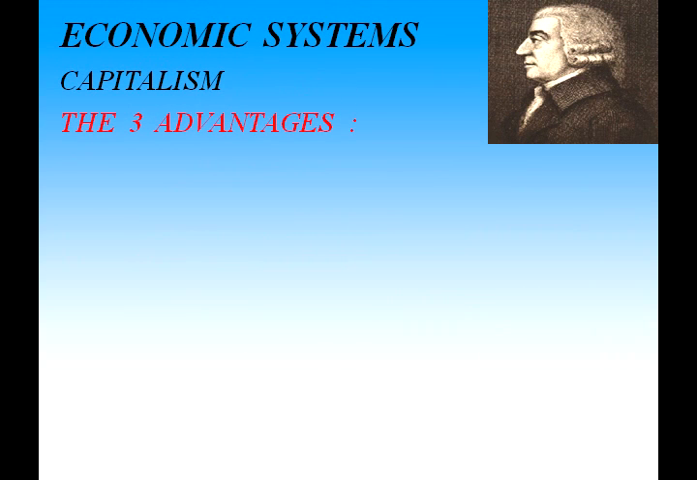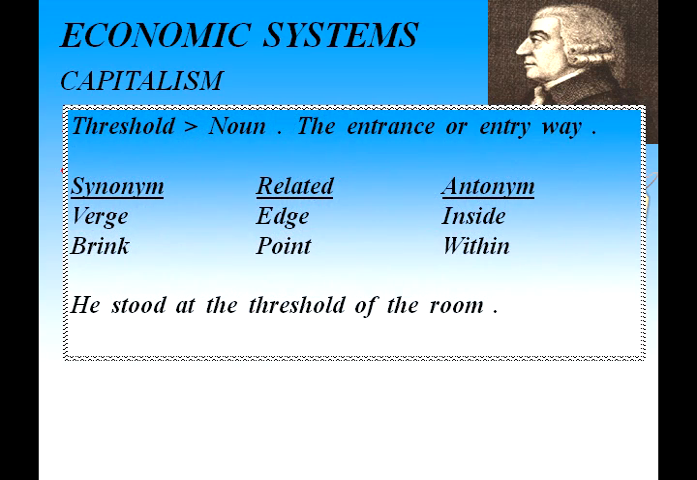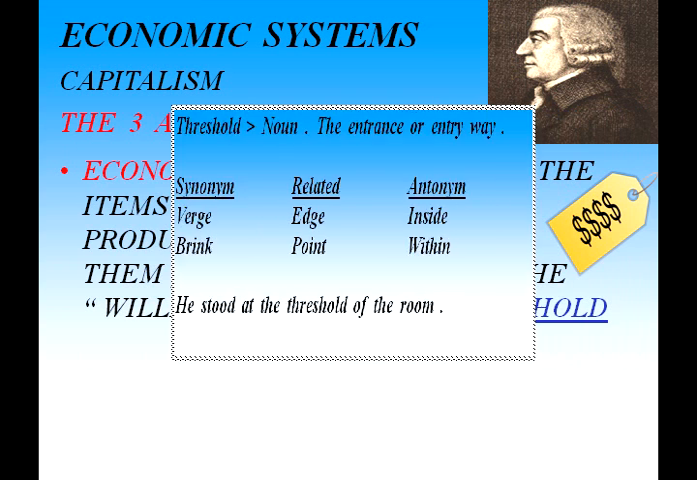Let's now take a look at the advantages of the capitalist economic system and philosophy. There are three advantages. The first is that this system produces economic efficiency. And by this, what we mean is only the items that consumers want wind up getting produced. And they get produced when the consumers want them. And they get produced at the prices at what we call the willingness to pay threshold. If you're not familiar with the word threshold as it's used here, it means an entrance or entryway, the verge or the brink. Used in another sentence, he stood at the threshold of the room.